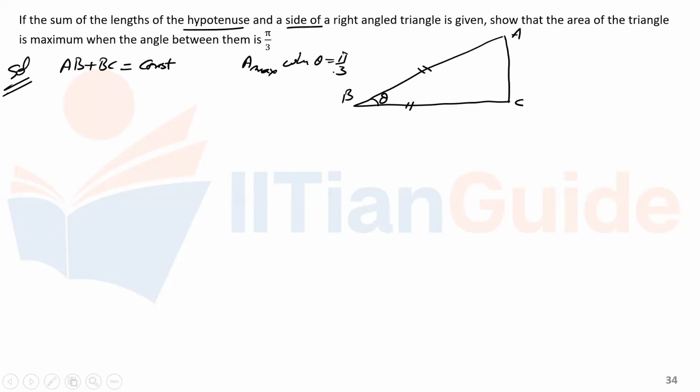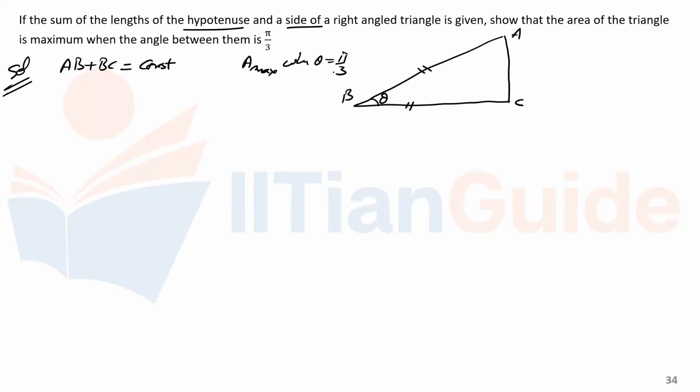Anyone? Sir, we can find the value of BC by using trigonometry, and then we will get the relation between AB and AC. Or we can just do area equals half into BC into AC and then directly put the value. Okay, just wait. You may be correct.